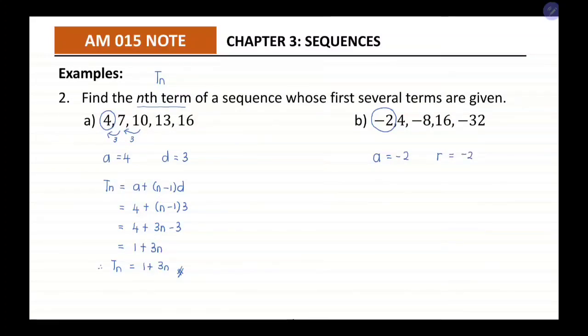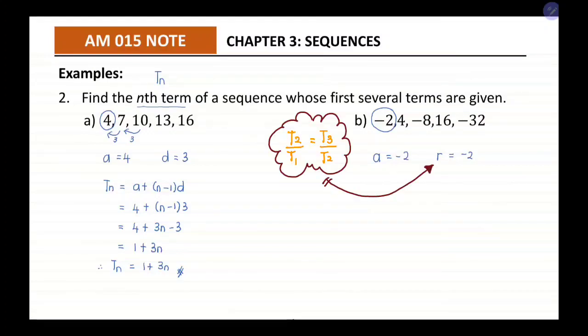How do we know r equals negative 2? r is T2 divided by T1, which must be the same as T3 divided by T2. So we check 4 divided by negative 2, we get negative 2. Negative 8 divided by 4, also we get negative 2. So we conclude the common ratio is negative 2.